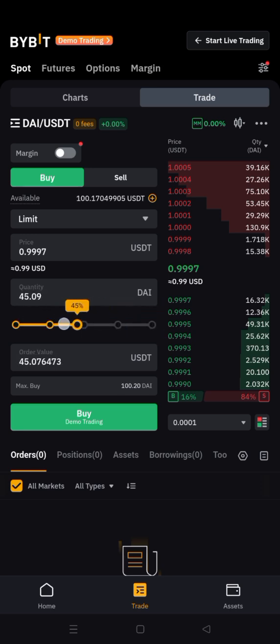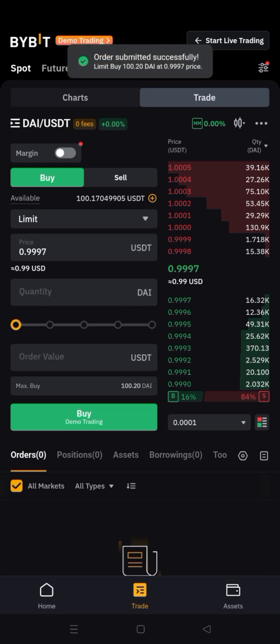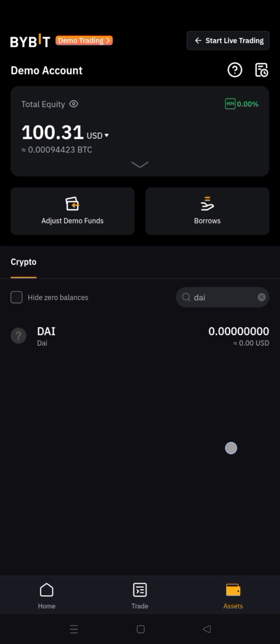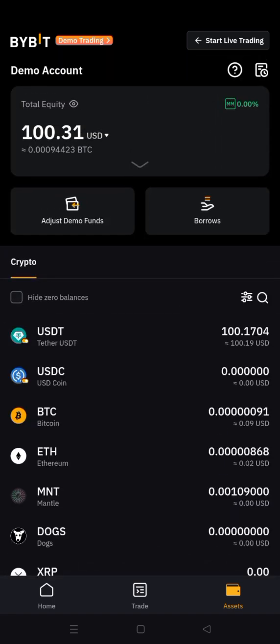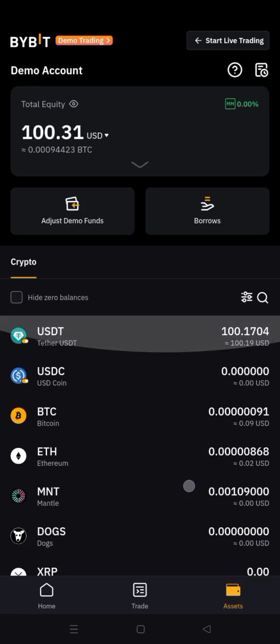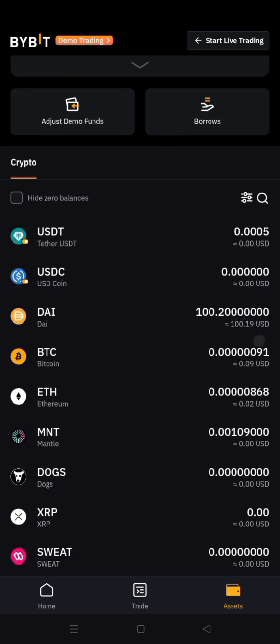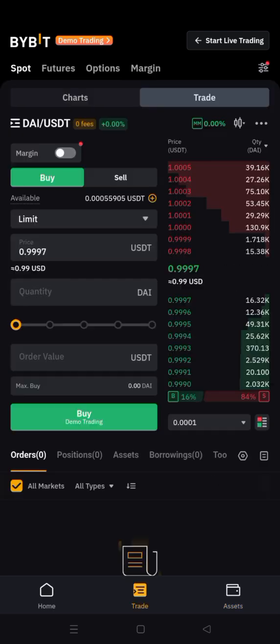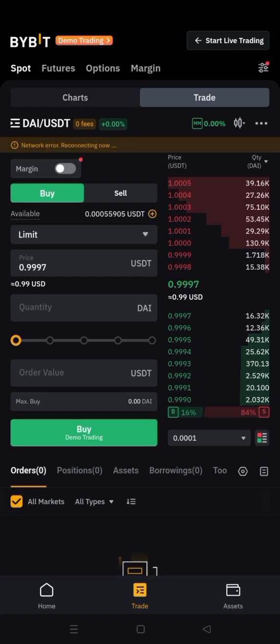You buy DAI from the USDT that you have. You can see available, it's 100.17, so we need to get a profit of 100.17 and above. That's the agenda. So when you buy DAI, you will then go to the home or trade point, so you can check how the market is proceeding. Let's refresh so that we can see. We can see our DAI has already gone well.